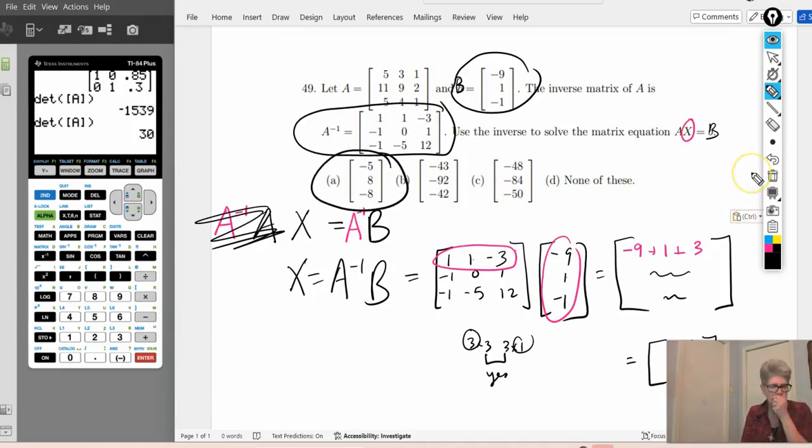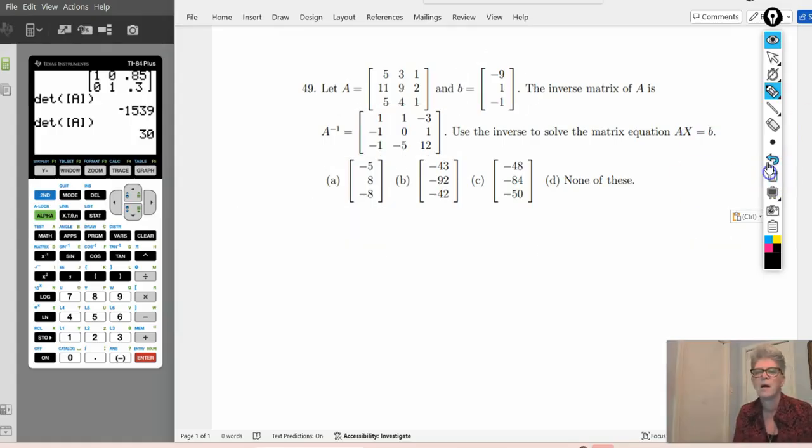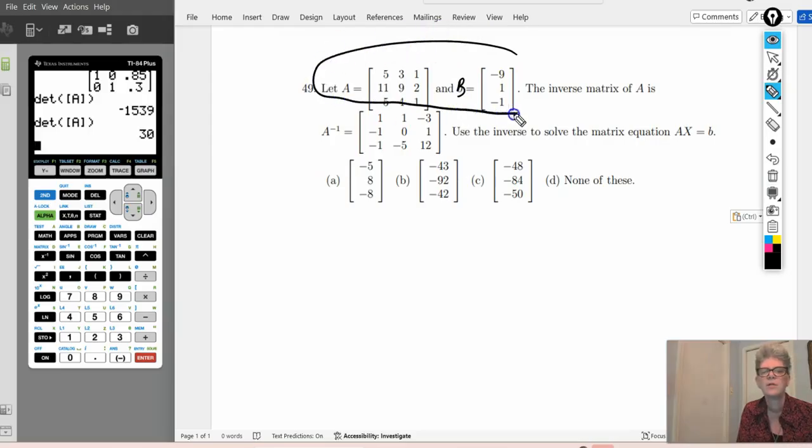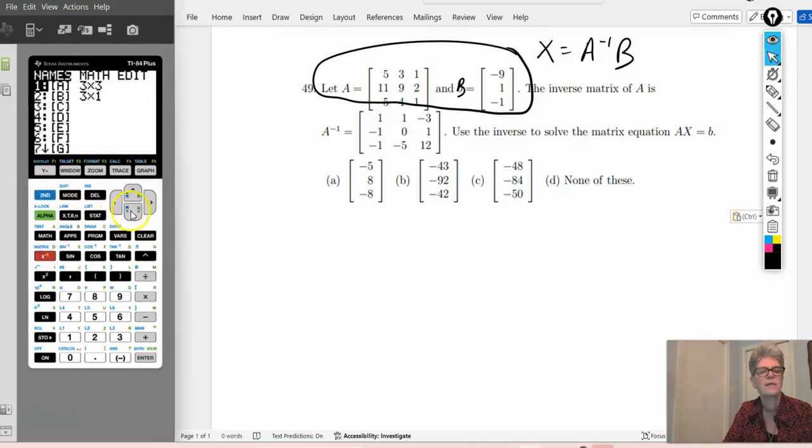Okay, now that's all well and fine. You can put those into your calculator, define them, and then do A inverse times B. All right, so I will do that for you as well. So get into the matrix, second x inverse. We go to A. A is a 3 by 3. And 5, 4, 1.